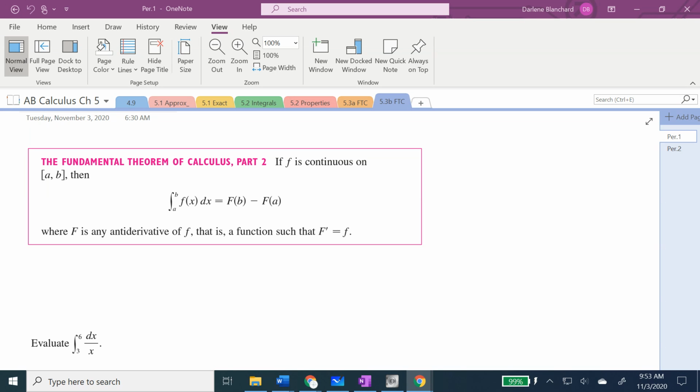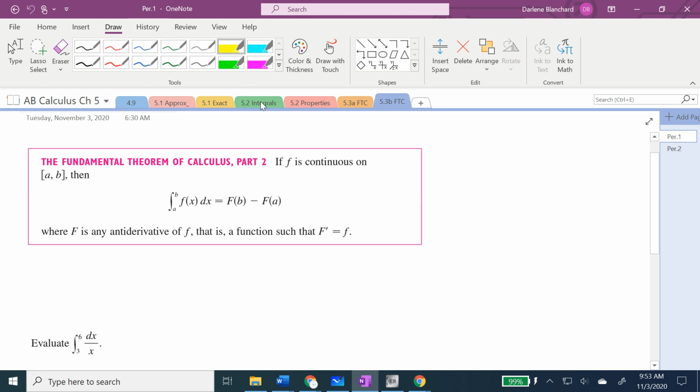So today we are doing part 2 of the fundamental theorem of calculus. And this is the part that you're going to use so much, it's just ridiculous. So what it is saying is you are going to take the integrand and you will find its antiderivative. And then you will take that antiderivative, you will plug in the top limit, you'll plug in the bottom limit, and you will subtract their values.